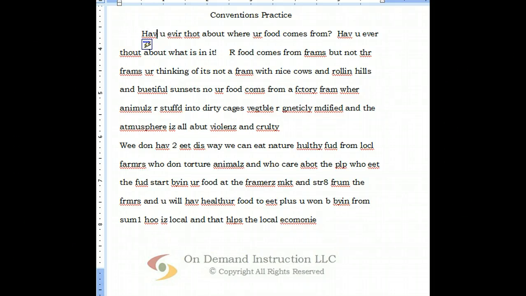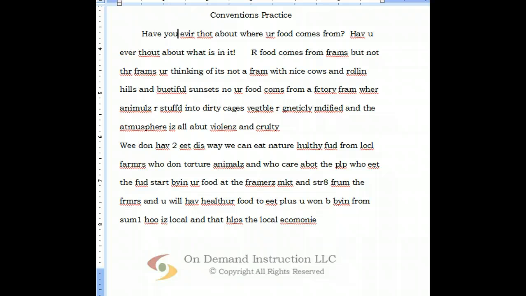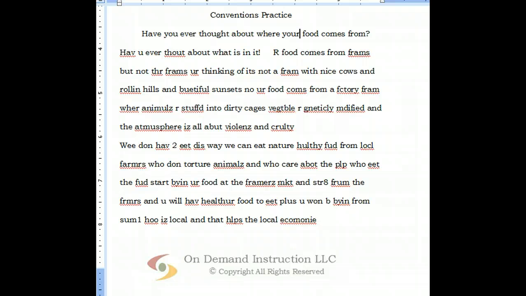Paragraph should be indented. Have should have an E at the end. You is a letter. Y-O-U is a word. Okay. Ever is spelled incorrectly, so we're going to change that spelling. Thought is spelled incorrectly, so we're going to change that as well. And again, "your," Y-O-U-R, is not a word. It's slang, and it is sometimes used in texting and that sort of thing, but not correct for our writing, so we're going to get rid of it.